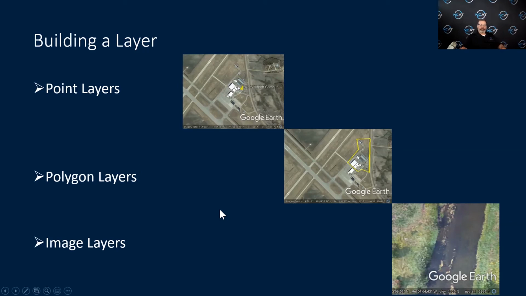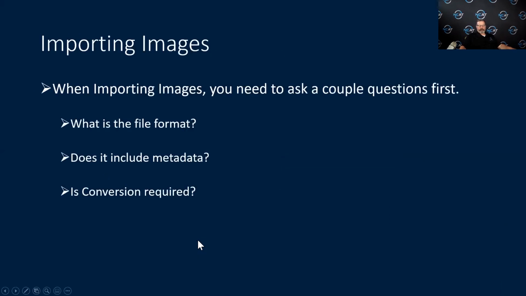So three basic types of layers are point layers, which would be a pin on a map or a point on a map. Polygon layers, which is a circle, square, multi-sided border, boundary. And image layers, which would be a photogrammetric image, could be a LiDAR image, could be a hand-drawn image. But you can put on an image layer.